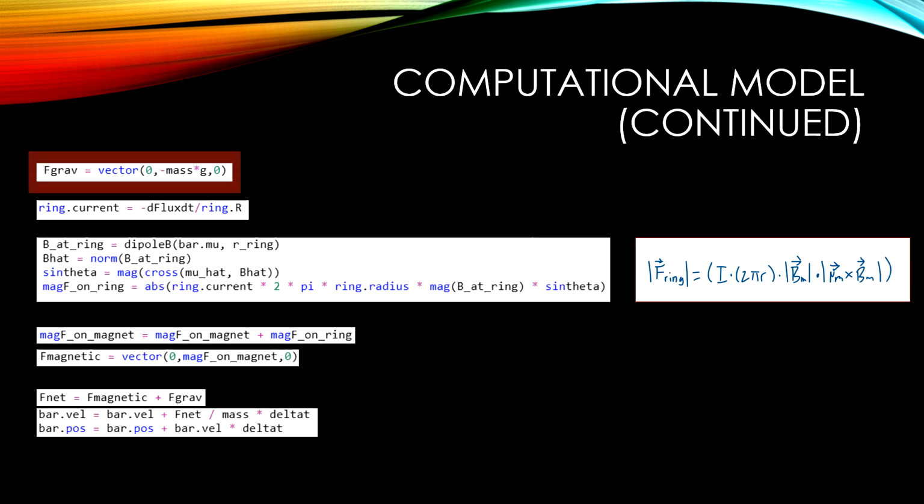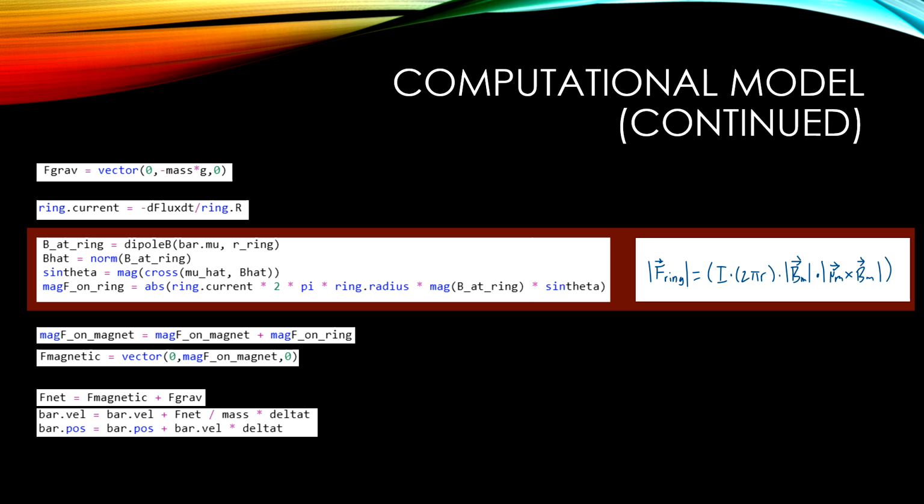Before moving forward, it is important to note that gravity is obviously a force acting on the magnet as it falls, so we must account for that. Moving forward, the change in flux over time calculated previously is applied to calculate the current. This is a direct application of Faraday's law, as the EMF is equal to the negative change in flux over time. Since EMF is also equal to current times resistance, the change in flux is divided by the ring's resistance to get the current. Next, the force on the ring is calculated using the current and the formula for calculating the magnetic force on the ring.